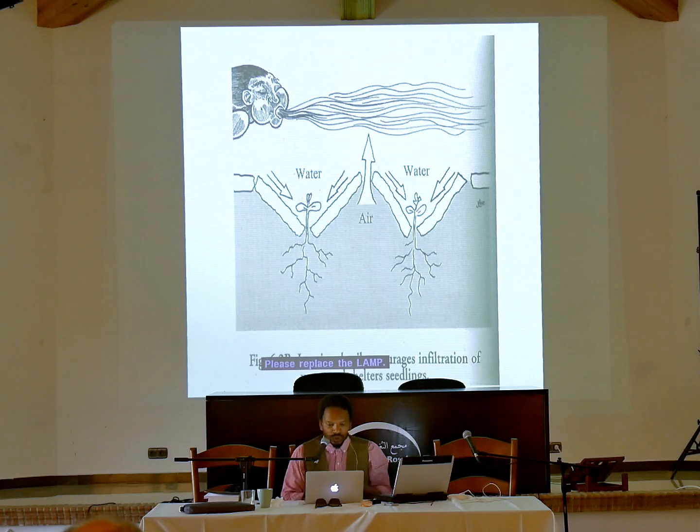The other great thing about the feature is it also creates a basin. You can collect water here, you can collect seed, you can collect organic matter. So the imprint allows for not only the movement of air and water, but it also gives a place to collect other things that are good for growth.